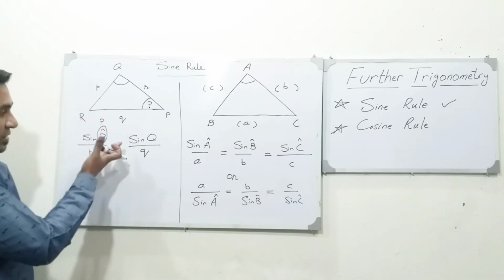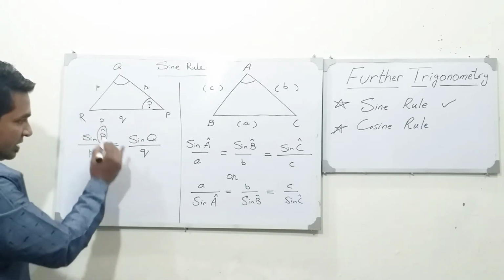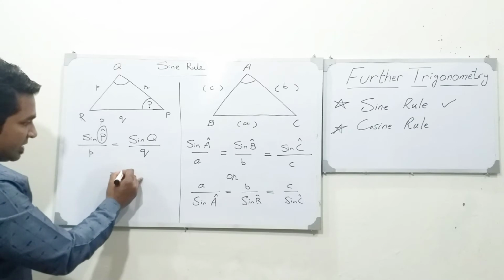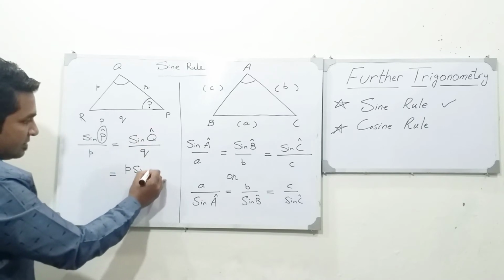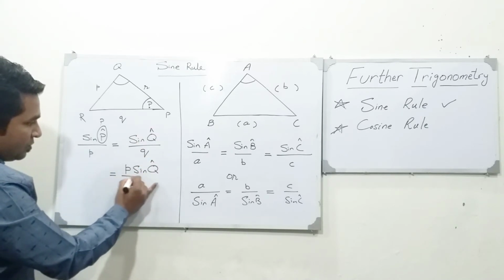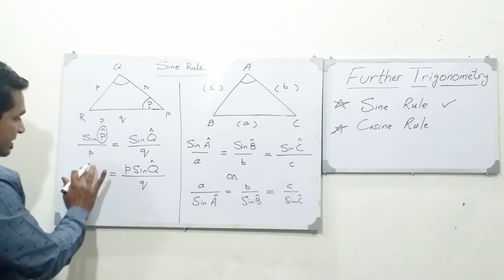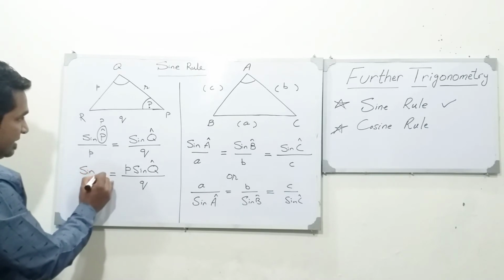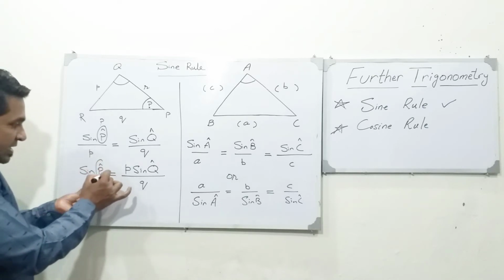Now first you are going to just use algebra. You will take p to the other side, and it will become sine P equals p sine Q over q. Your objective is to find this angle P.